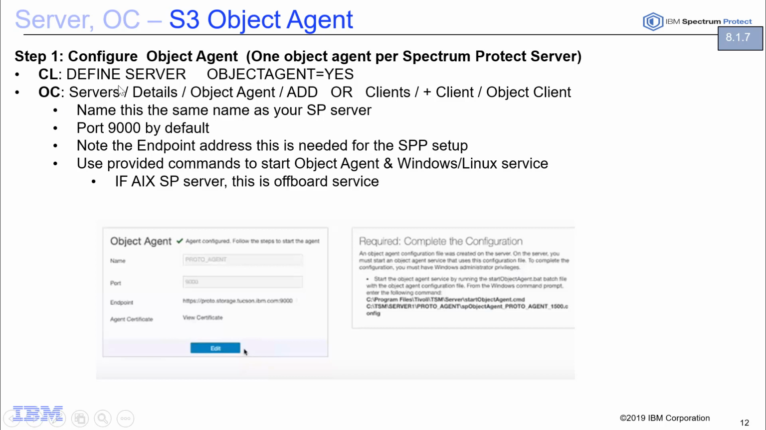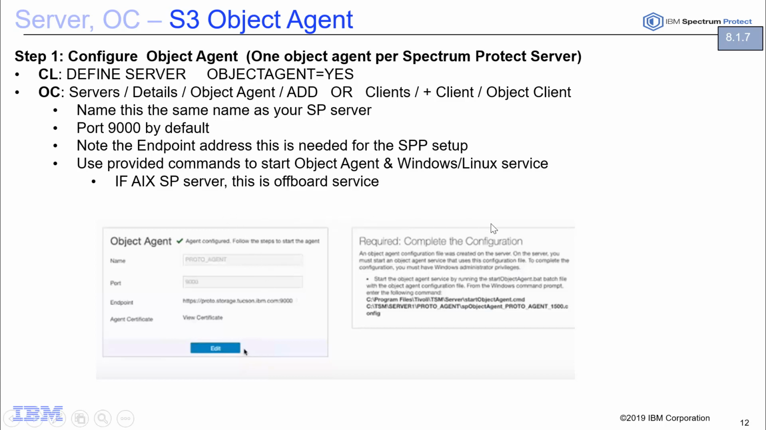And if you go under servers, details, object agent, add, or you can go into clients plus client object agent, you'll basically be prompted for the name of the object agent you want to create. And we recommend you call this the same as your Spectrum Protect server name. You can use port 9000 by default, but if you want to change that, you can as well. Once you enter these two pieces, you will get an endpoint address, which will be important when you're defining the Spectrum Protect Plus offload to work with this object agent.